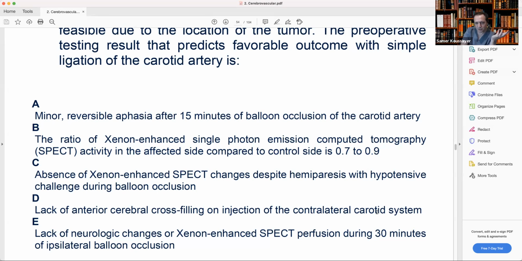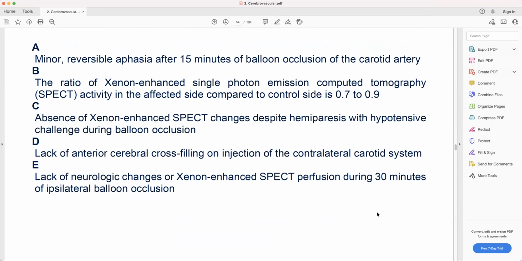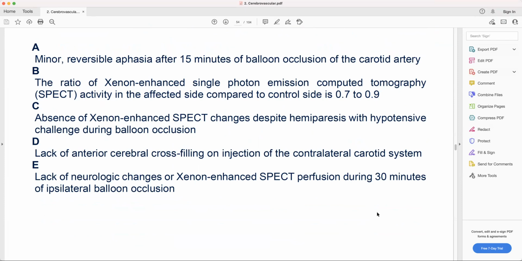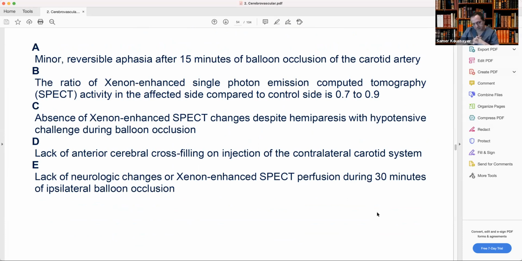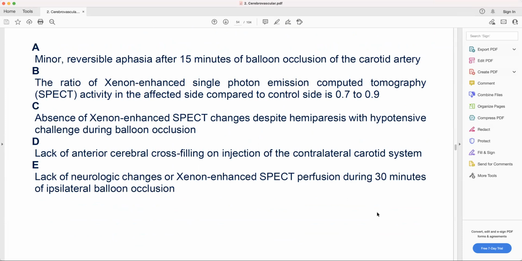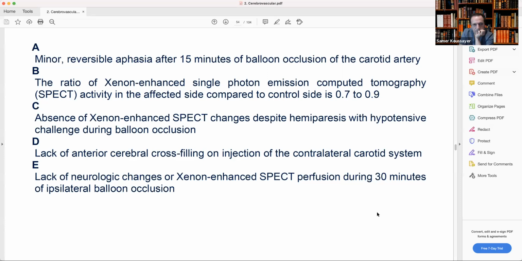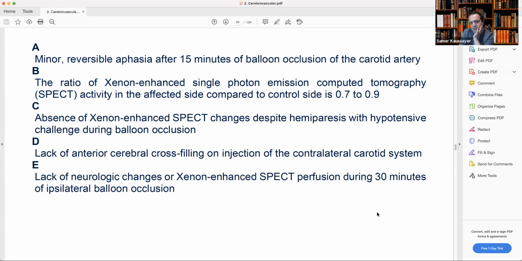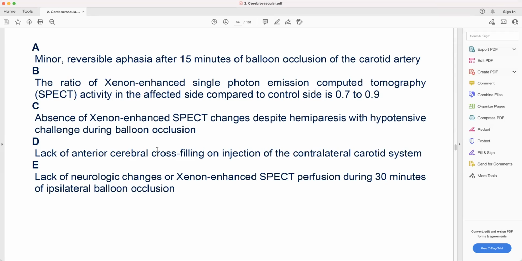The last one: the lack of neurological changes or xenon enhanced SPECT perfusion changes during 30 minutes of ipsilateral balloon occlusion. So this is correct. After 30 minutes, if there are no neurological changes, or the xenon enhanced SPECT perfusion test was negative, you don't have to do both, it is nice.